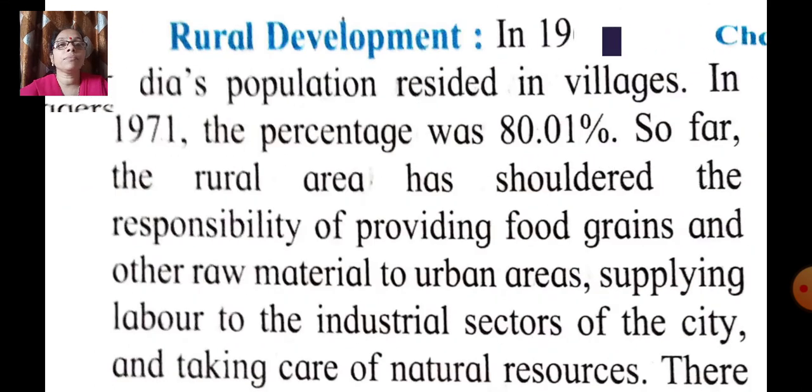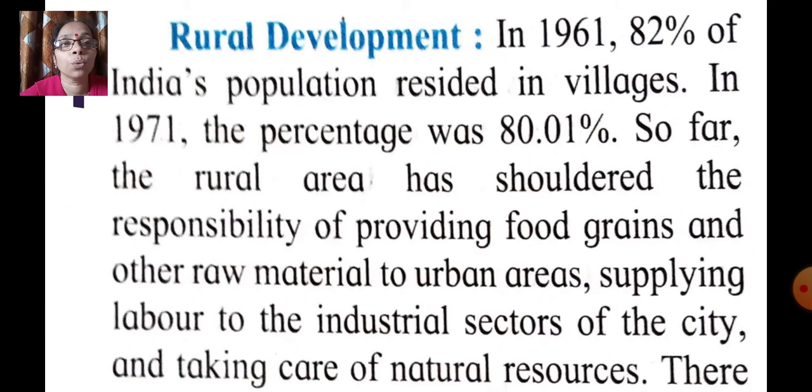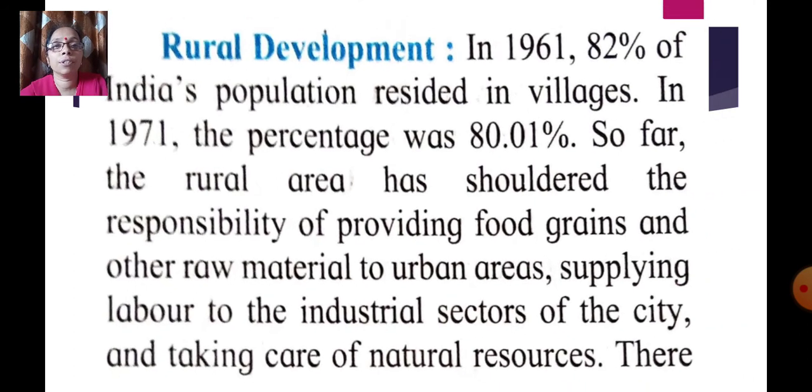So how has this resulted in rural development? In 1961, 82% of India's population resided in villages. And in 1971, what was the percentage? 80.01%. So far, the rural areas have shouldered the responsibility of providing food grains and other raw materials to urban areas. So it was from the rural areas that the raw material and food grains were provided to the urban areas, supplying labor to the industrial sectors of the city and taking care of natural resources.